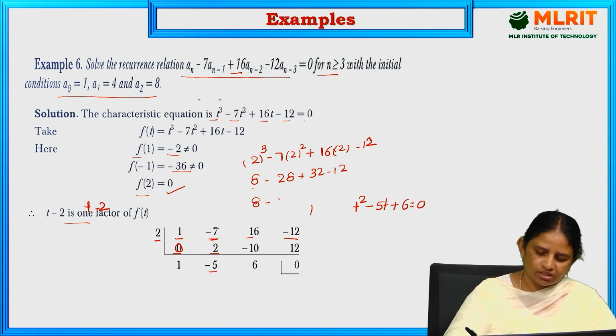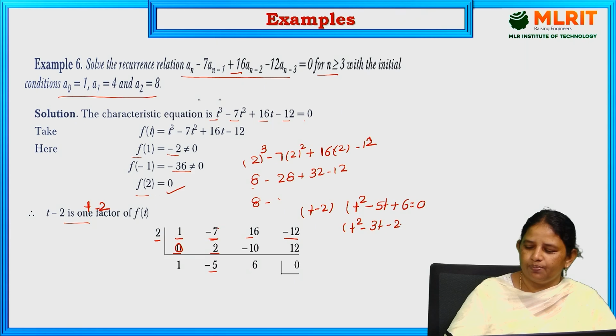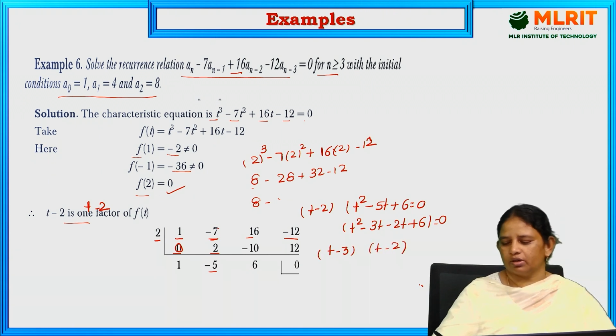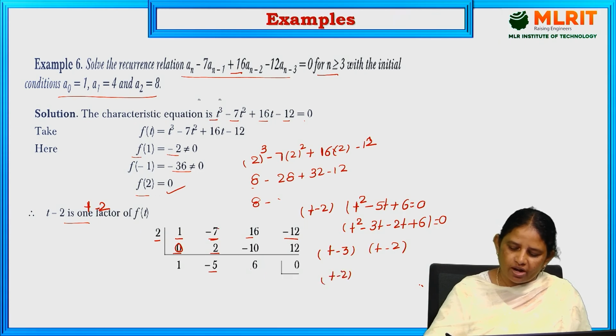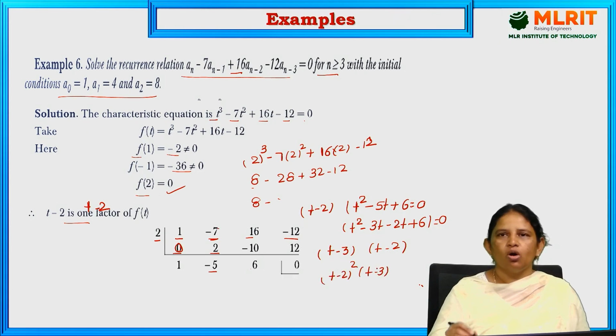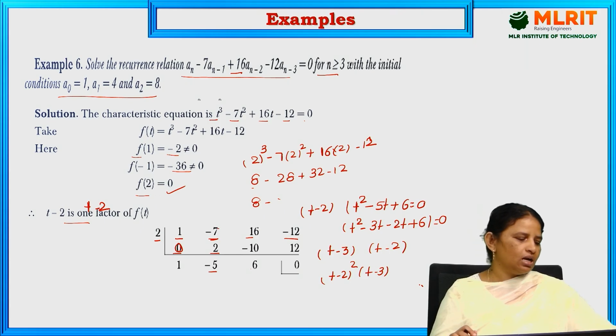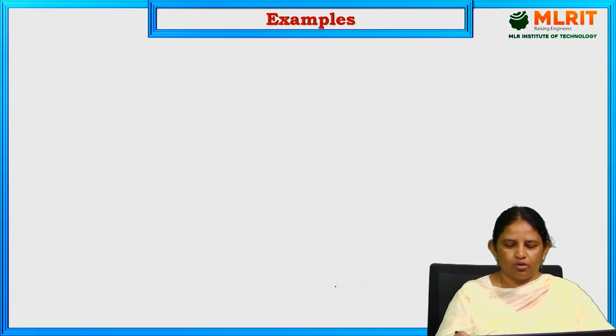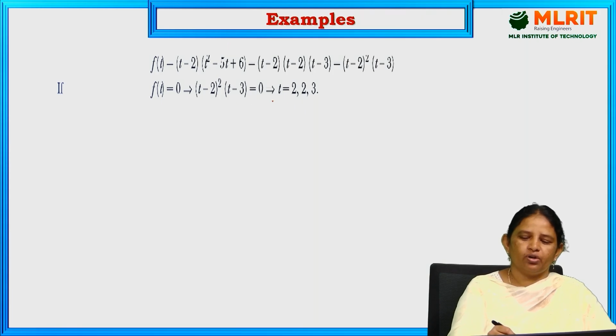So one factor is t minus 2. Another factor we find from t square minus 3t minus 2t plus 6 equal to 0. We get t minus 3, then t minus 2. So that is t minus 2 whole square and t minus 3. So two roots are the same, one root is different. How to find the solution of the recurrence relation? That is t equal to 2, 2, 2, 3.